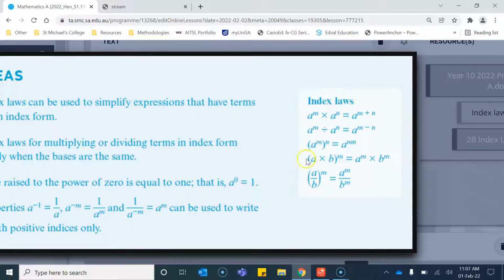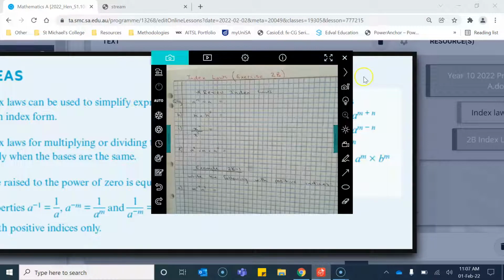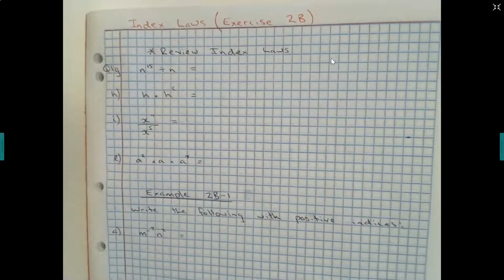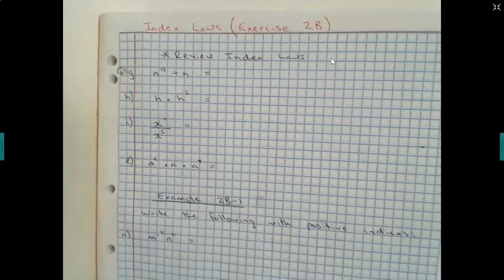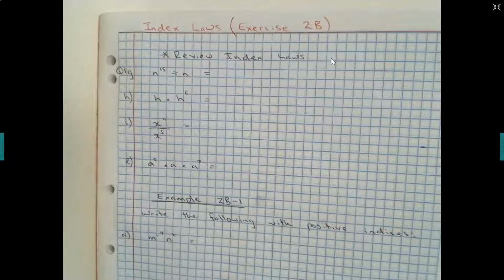Please copy these into your exercise books, and then we're going to work through some examples. These are from chapter 2B of the Oxford textbook, and I'm going to go through a few examples. Then once I've gone through these, you'll have the remainder of the lesson to work through some questions that I've set on Sector, and you can access me via Teams if you need help with some of the questions.